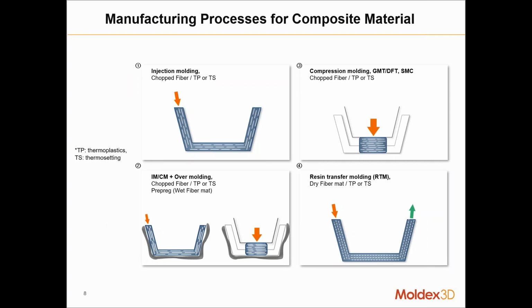Different types of manufacturing process for these different types of composite materials include, but are not limited to, injection molding, which typically consists of short fibers, compression molding, which consists of your SMC, GMTs, injection compression molding, and overmolding, and your RTM type process.